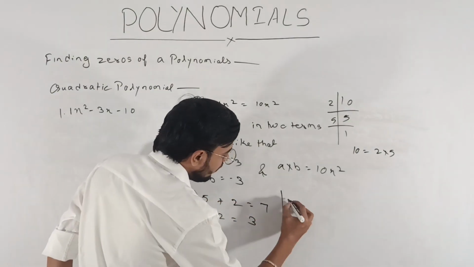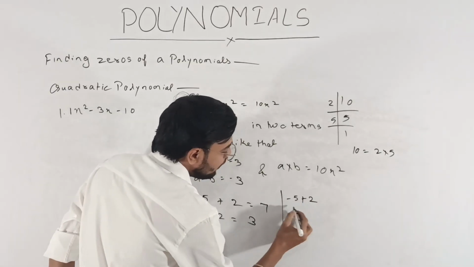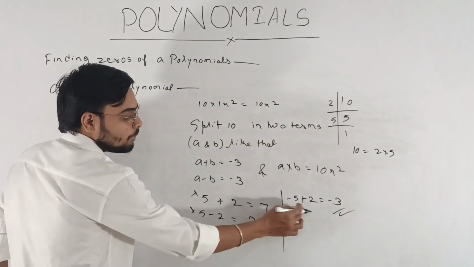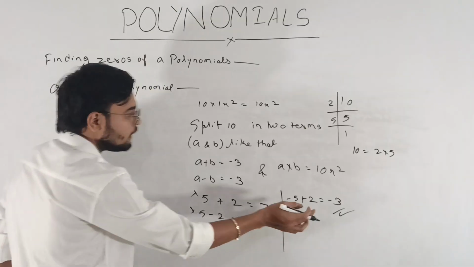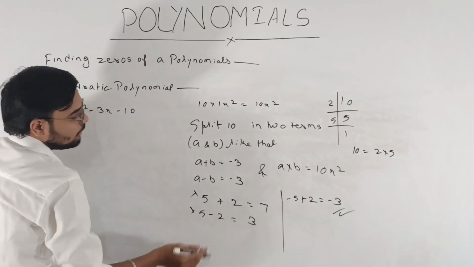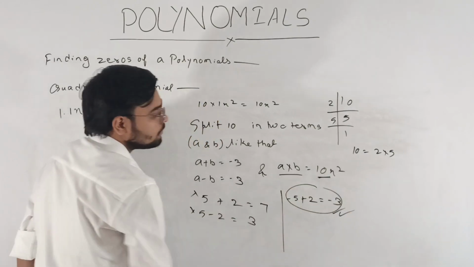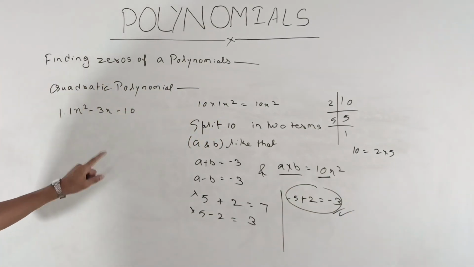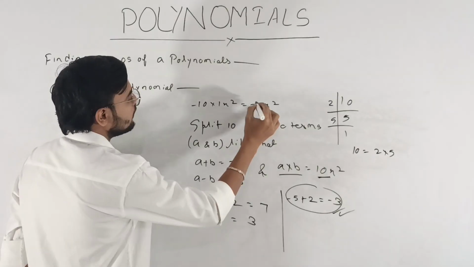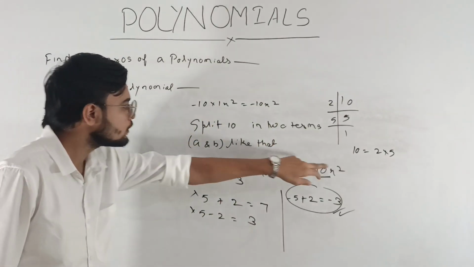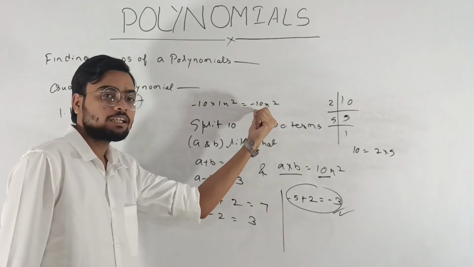So what we perform? We take minus 5 plus 2, then we get minus 3. Minus 5 plus 2 is equal to minus 3. Okay, now we get this one. Now after multiplying, we have to get minus 10x square. This one is minus 10, and this is plus x square. Now after multiplying these two, we have required minus 10x square.